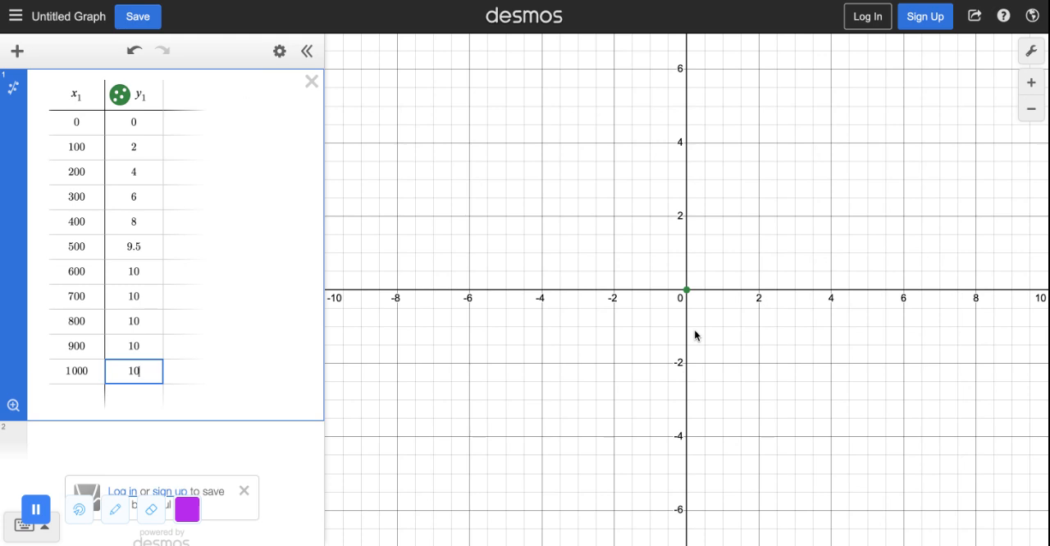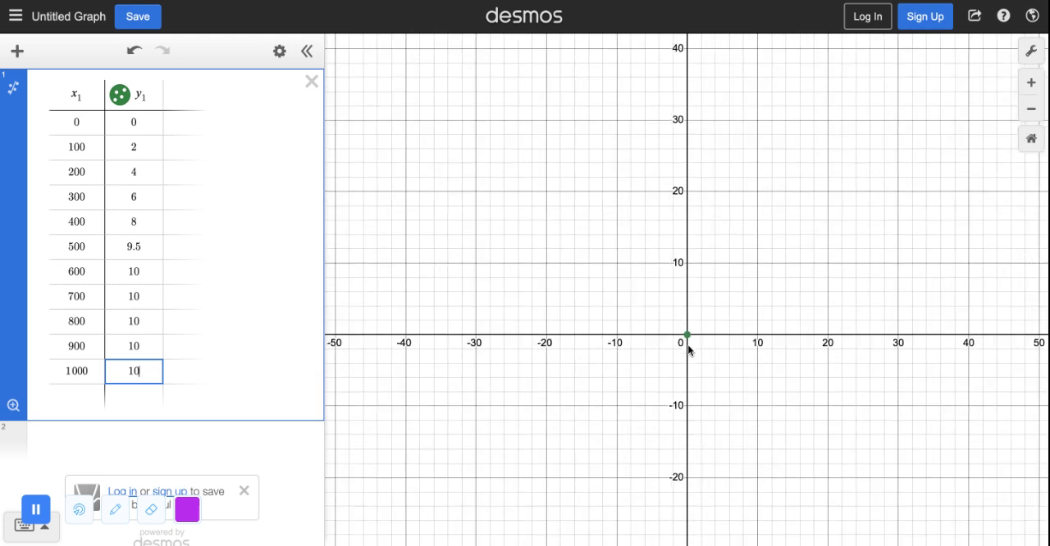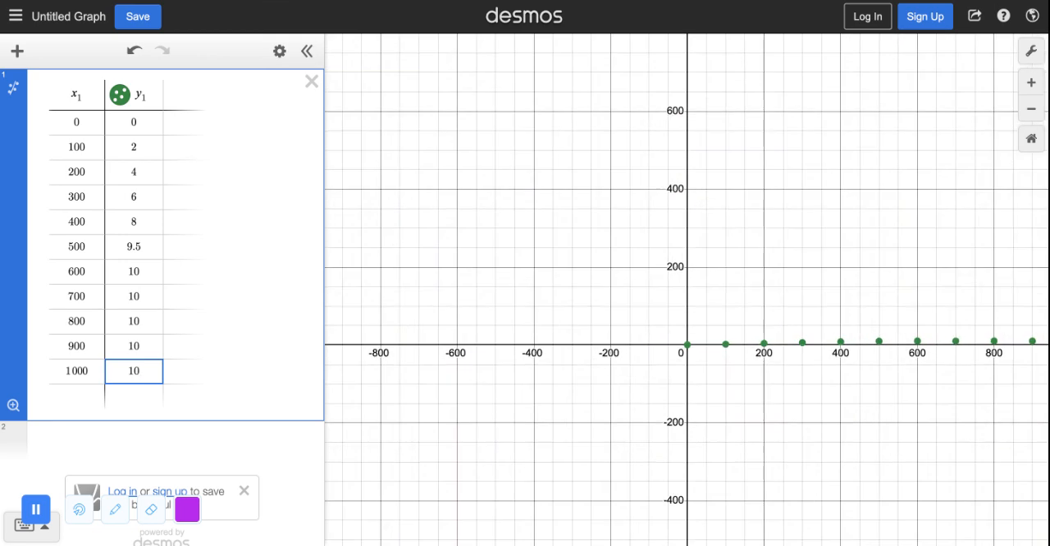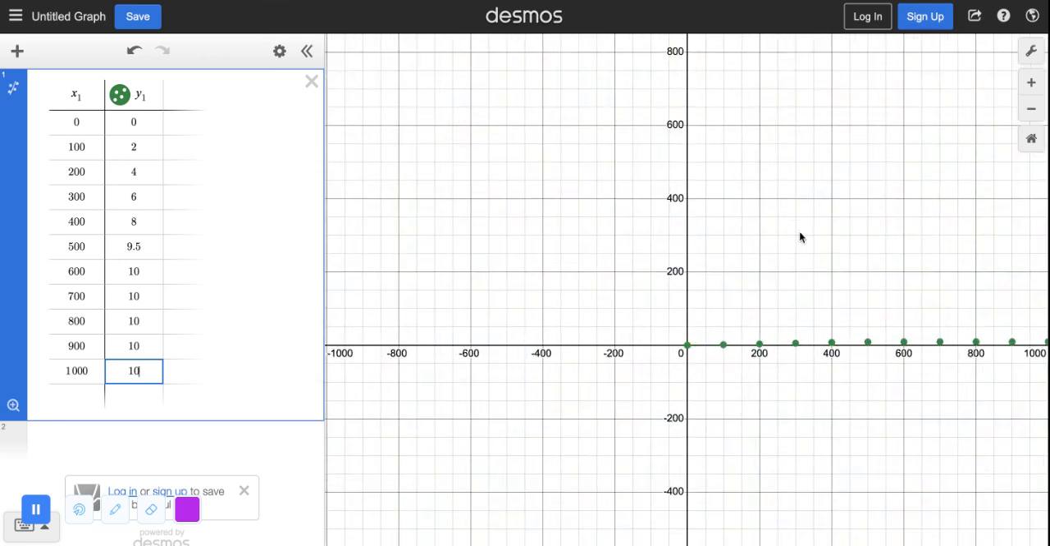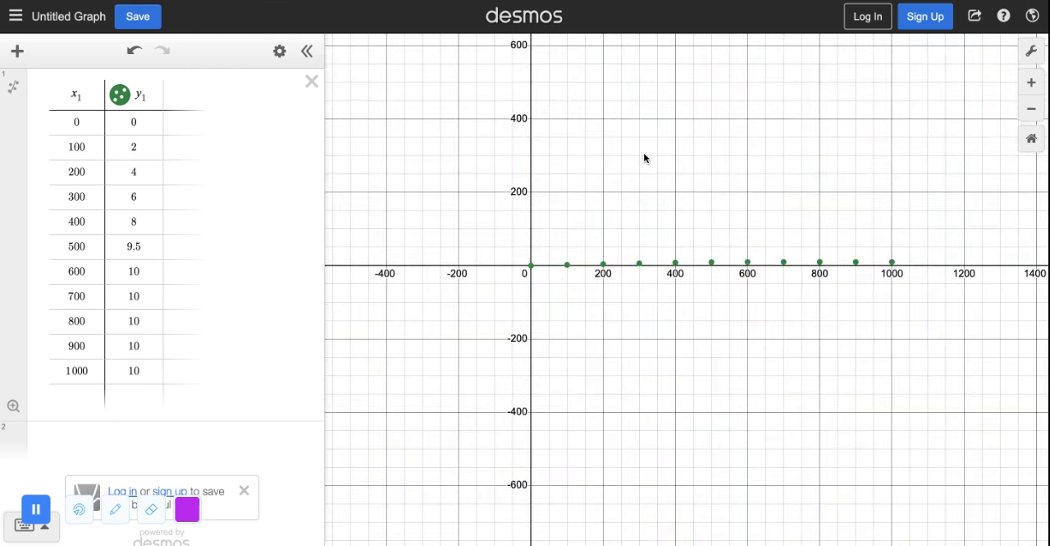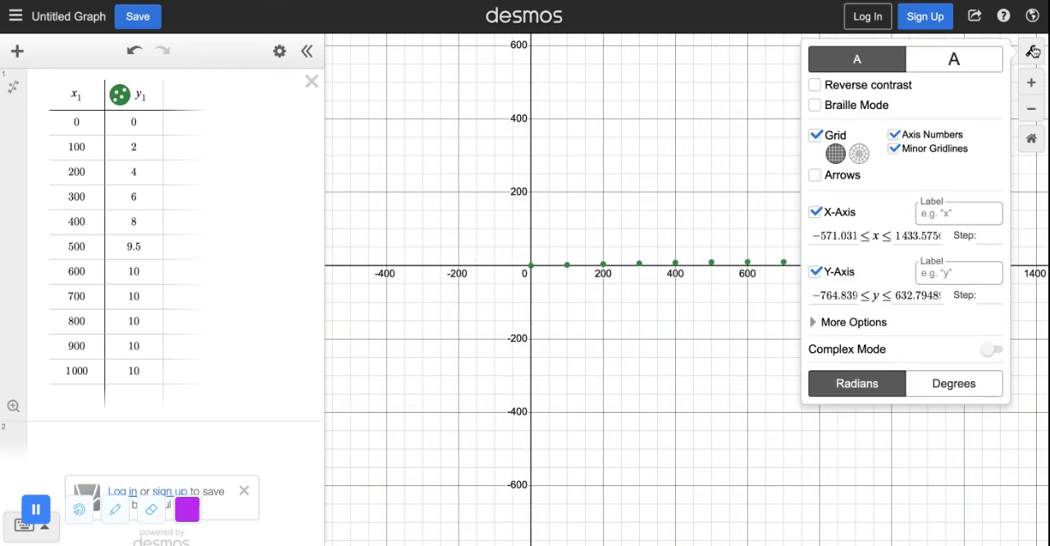Well, the graph is done, but if you remember from last week, the axes are all wrong. If I zoom out, you can see the dots are there. But, oh, that's terrible. I can't see anything. So what we do next is we go onto this spanner icon there. Okay, how confusing it looks.